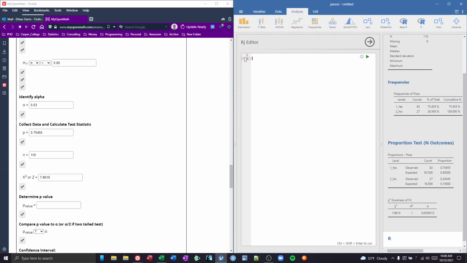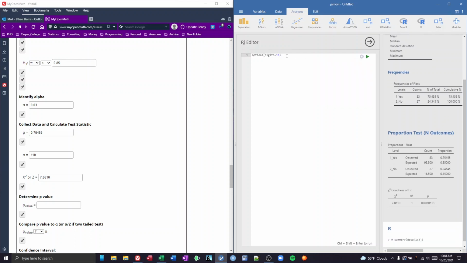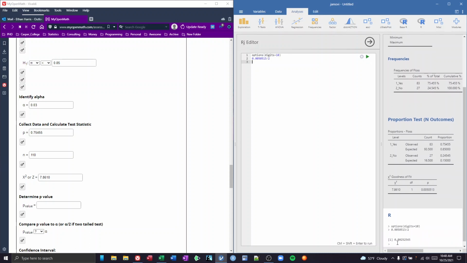I'm going to set digits equals 12. 10 is fine, just so that we have some more significant figures. I'm going to set it to show the code and the output. And then all I'm going to do is type 0.005053 and divide that by 2. Let's run that real quick. And I get 0.002525. And our p-value is 0.0025. Great. Perfect.